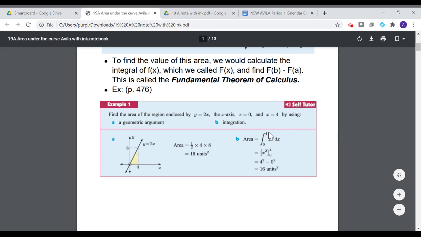Just verifying that this integration method works, I could take the integral of 2x between when x equals 0 and when x equals 4. The integral of 2x is x squared over 2. Remember that when I divide by 2 and then multiply by this 2, I'll be left with just x squared. I want to evaluate that when x is 4 and when x is 0 and subtract those values. In both cases, I get 16 units squared.